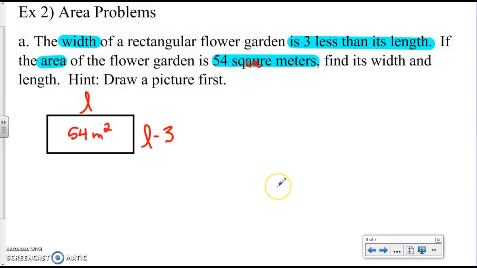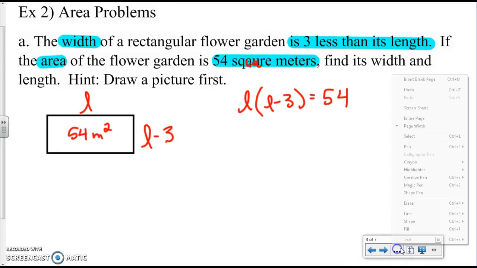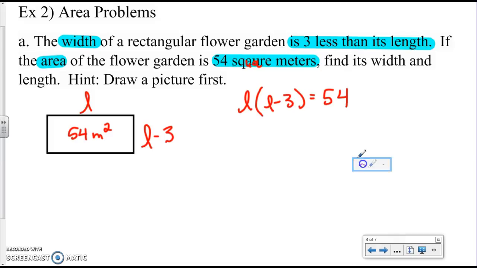And then you're going to find the area using the formula. So the area of a rectangle is length times width to get the total area. So that's how I'm going to set it up. Draw your picture, set it equal to the area. Let's solve it. To solve this, I can't do zero product property because I have to have a 0 on that side. So I'm going to distribute.